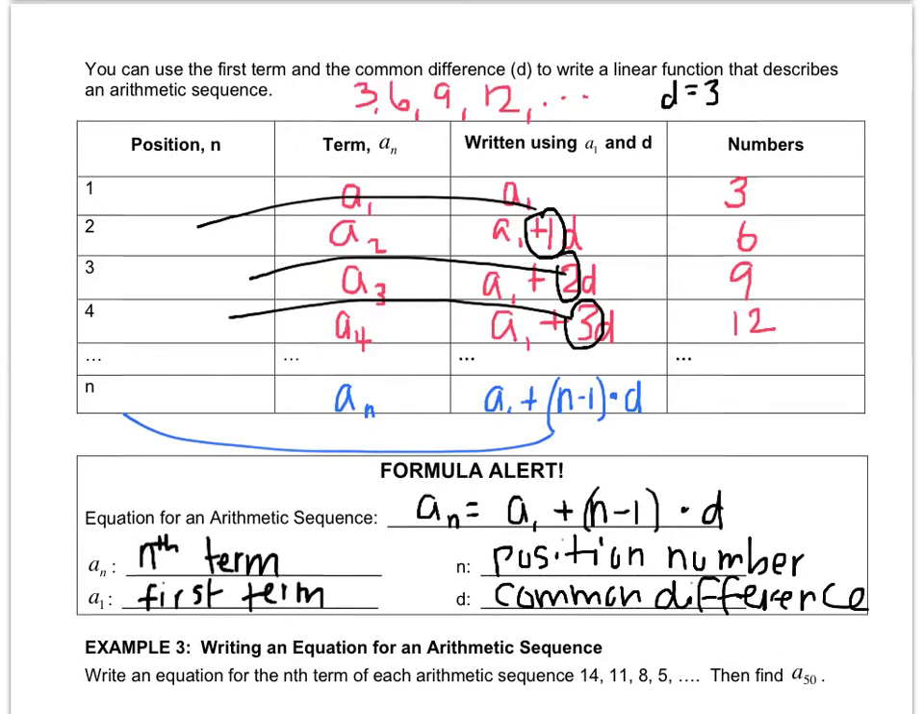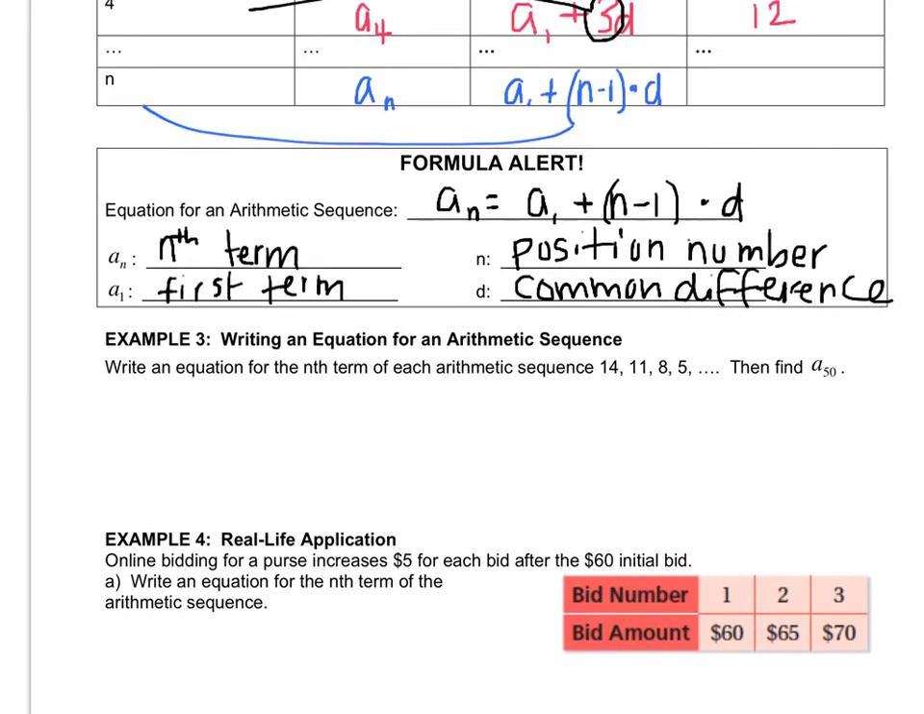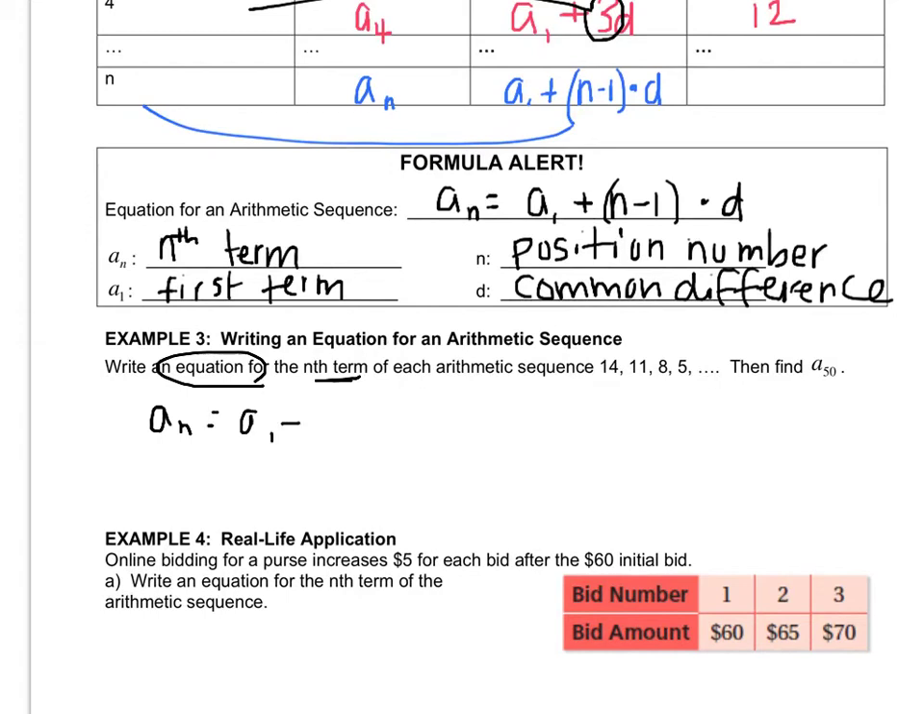So let's use this formula in some examples. Write an equation for the nth term of the arithmetic sequence. So they want me to write an equation. So I'm going to use my formula, and I'm going to write the whole formula out, and then I'll just plug in what I know. I don't know this part yet, I'm going to get to it later. They want me to find the nth term. So I don't know which term they're asking for, so it's a sub n equals.